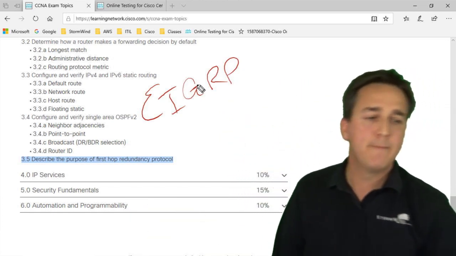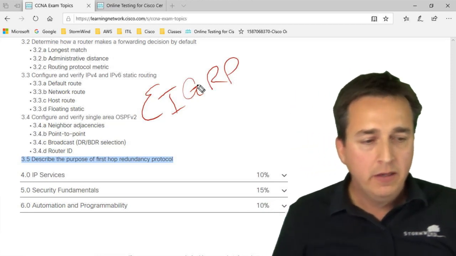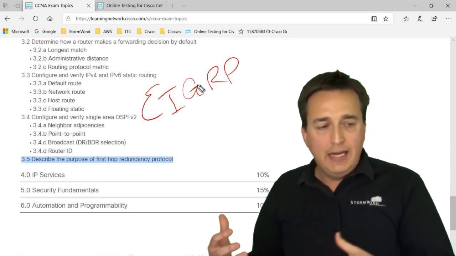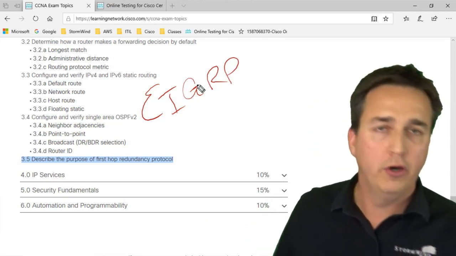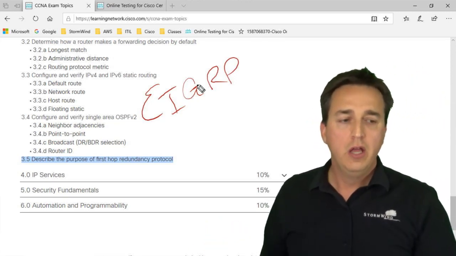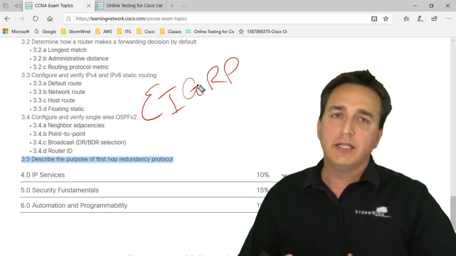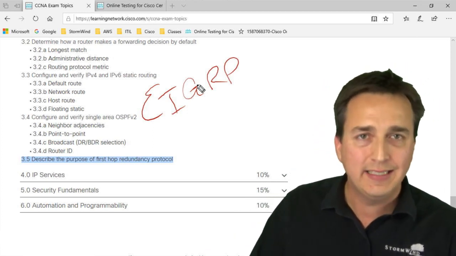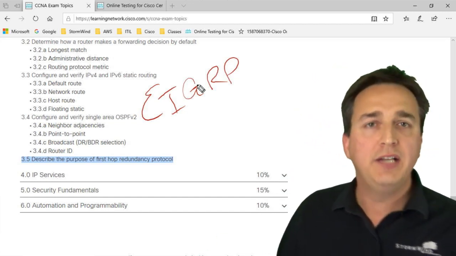EIGRP. That's right. You need to know a little bit about EIGRP. For example, EIGRP is different than OSPF. It is a distance vector routing protocol, where OSPF is a link state routing protocol. So with EIGRP, it's about its basic functions, what it is, what it can do for you, and some of the differences between EIGRP and OSPF.